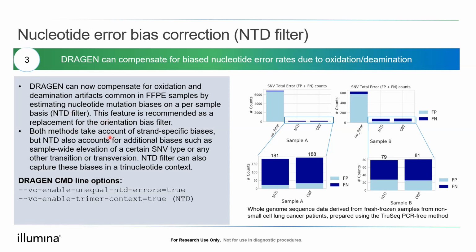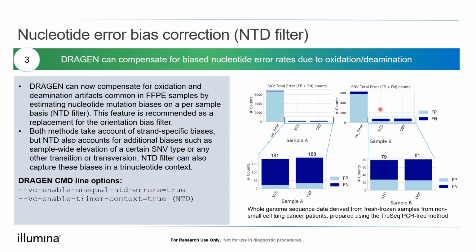While both these filters take account of strand-specific biases, the NTD also accounts for additional biases such as sample-wide elevation of certain SNV types, or transitions or transversions. So while it has all the capabilities of the OBF filter, the orientation bias filter, we think it has additional capabilities that can help to lower the number of error counts that you would otherwise see because of the deamination or oxidation effects in the FFPE samples. Again, simple command lines turn this filter on.